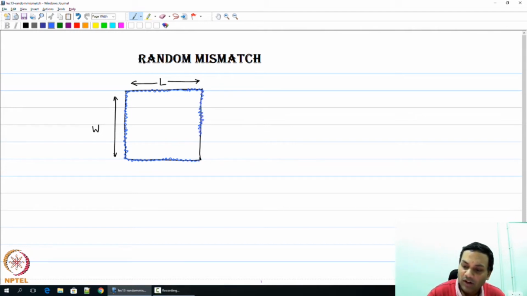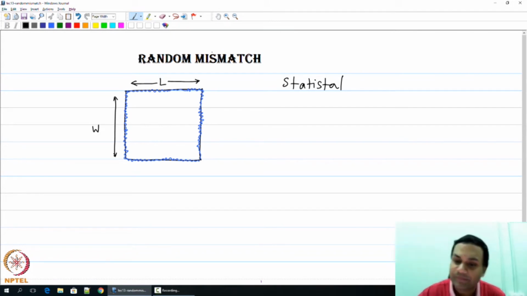So in fact, one of the things that sets apart random mismatch from systematic mismatch is the fact that there is some statistical distribution. So there is some statistical dependence of all or many circuit parameters.